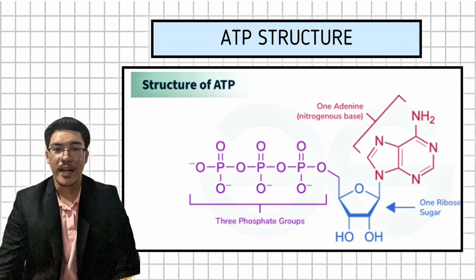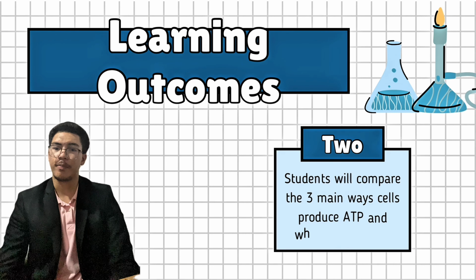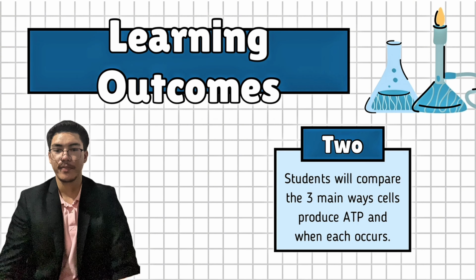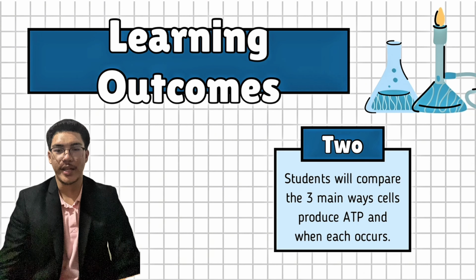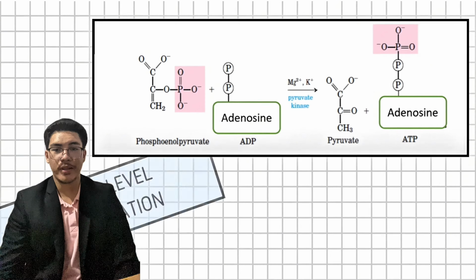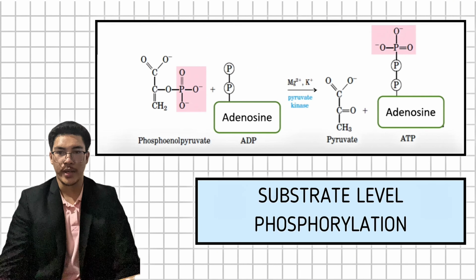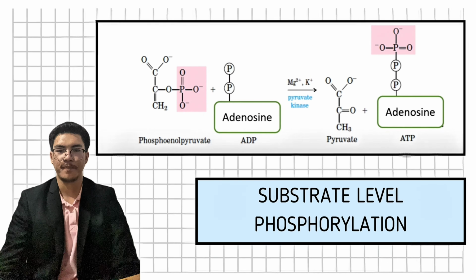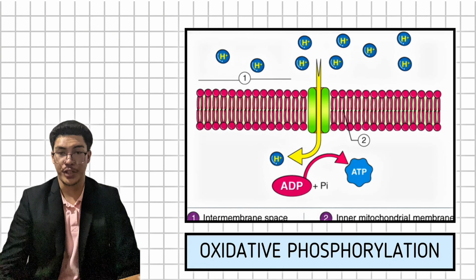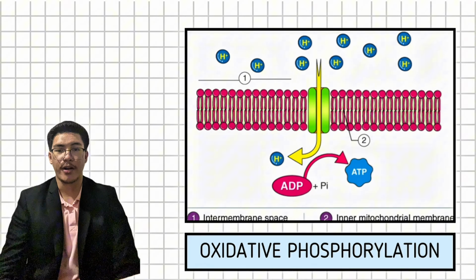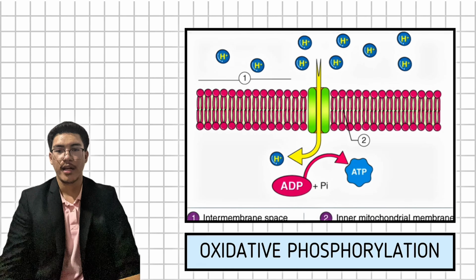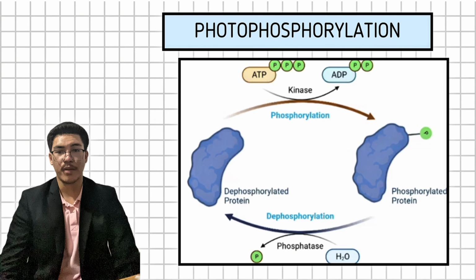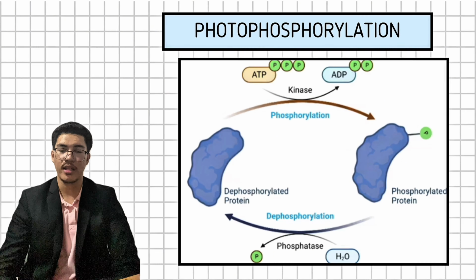Next, for the class, can anybody compare the three main ways cells produce ATP and describe when each process happens? Can you please compare the three ways? Right, we've gone through the three main ways cells produce ATP. First, substrate level phosphorylation is simple and anaerobic, producing ATP directly from high energy substrates during glycolysis and Krebs cycle. Oxidative phosphorylation is more efficient, producing the most ATP in aerobic respiration through electron transport chain and chemiosmosis. Finally, photophosphorylation happens in plants and some bacteria using light energy to generate ATP during photosynthesis.